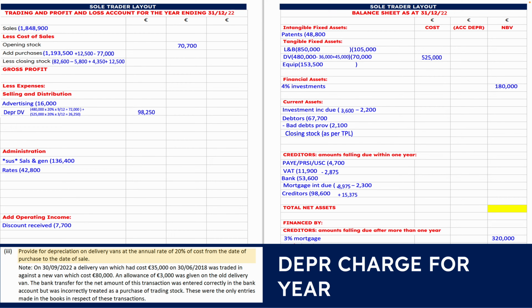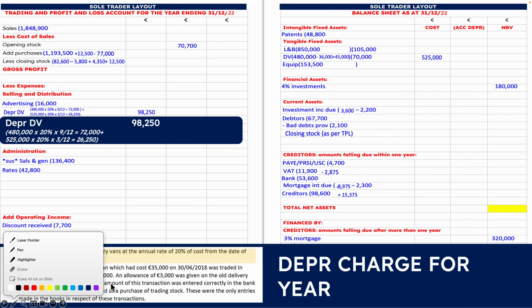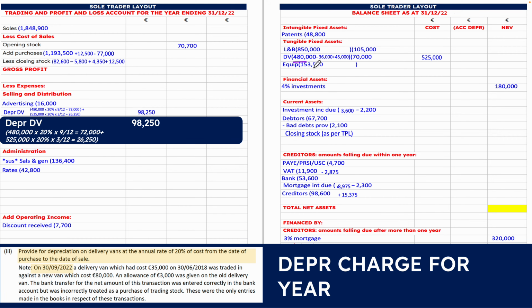So next we're going to do the depreciation charge for the year. So we're told here, provide for depreciation on delivery vans at the annual rate of 20% of cost from the date of purchase to the date of sale. So we have to remember here that we have vans that were worth 480 at the start of the year, and now they're worth 525 after we sold the old and bought the new. So we have to look and see what was the date that this trade-in happened, okay? So it happened after the 9th month.